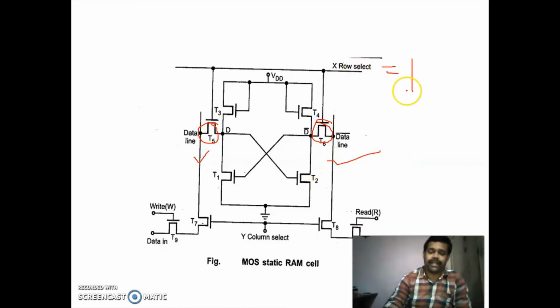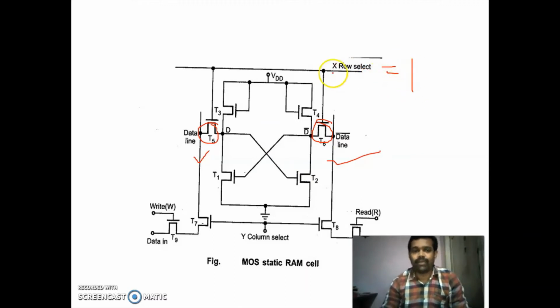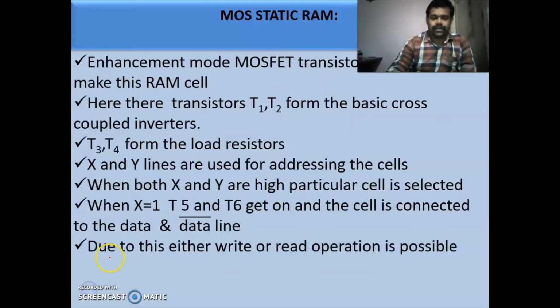When row select is equal to 1, T5 and T6 are on, and the data and data bar lines are connected to these two transistors. Due to this, either the write or the read operation is possible.